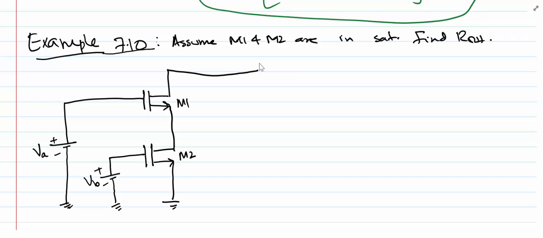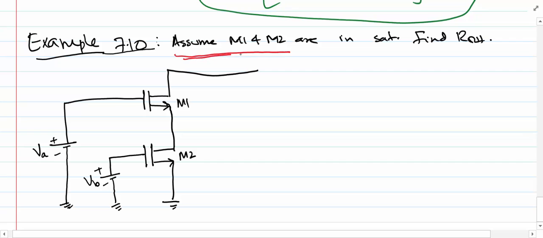So let's just do an example, just an exercise. This is example 7.10 of your book, where we have two MOSFET devices, M1 and M2. M1 and M2 are both biased with different voltage levels, V and VB, and we have assumed that these two devices are both in the saturation region. The question is to find the R out, which is this resistance R out. So let's see how we move about it.